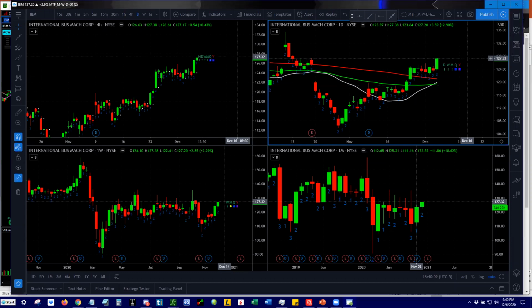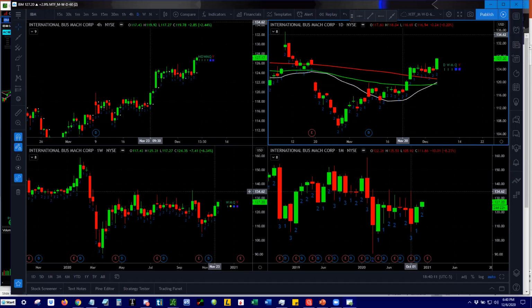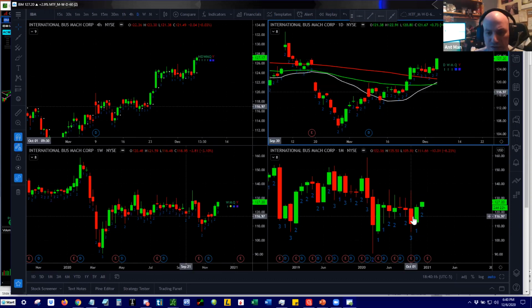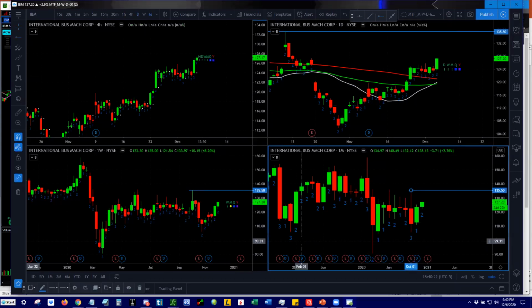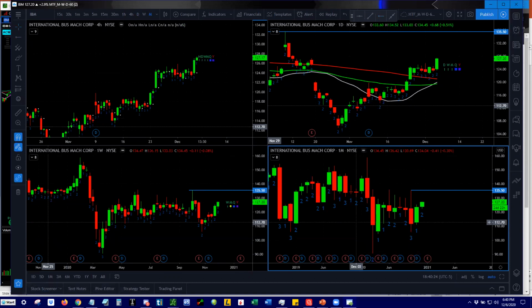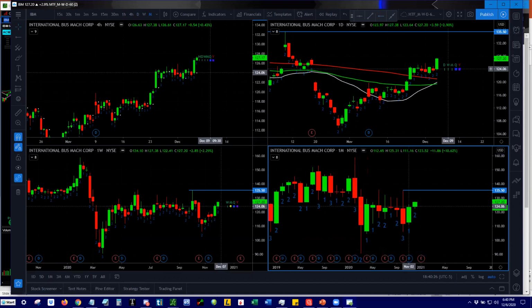On the monthly, there's definitely room on that thing to go. What's the wick on the red candle there? 136.24-ish. This here is 135.50. All right, I think that's a good number.